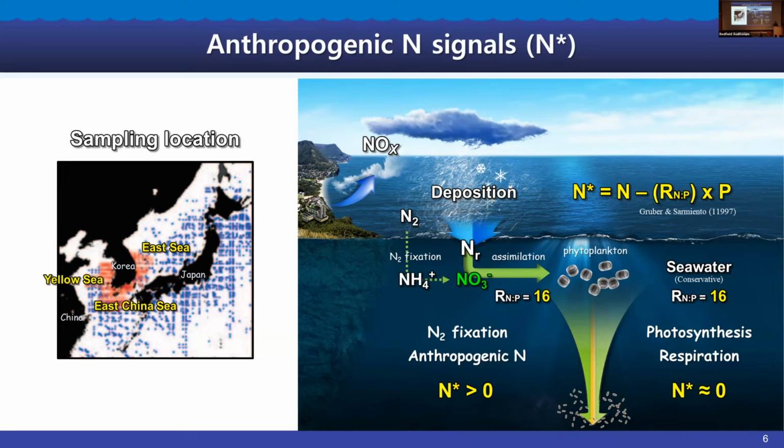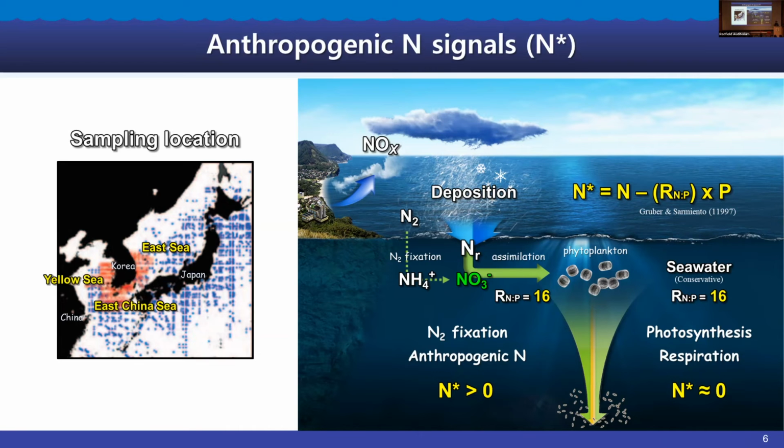And at each point, we calculated N star. N star is a measure of nitrate excess or nitrate deficit. This is an extremely simple concept. It was introduced by Nick Gruber and Jorge Sarmiento many years ago, back in 1997, I believe, in GBC. It is the difference between the measured nitrate concentration and the calculated nitrate concentration based upon the phosphorus concentration multiplied by the Redfield stoichiometry.